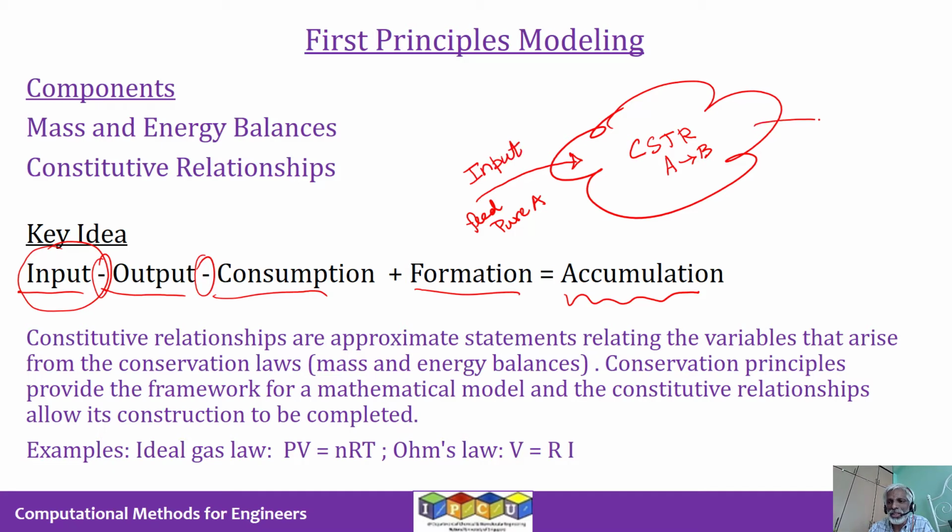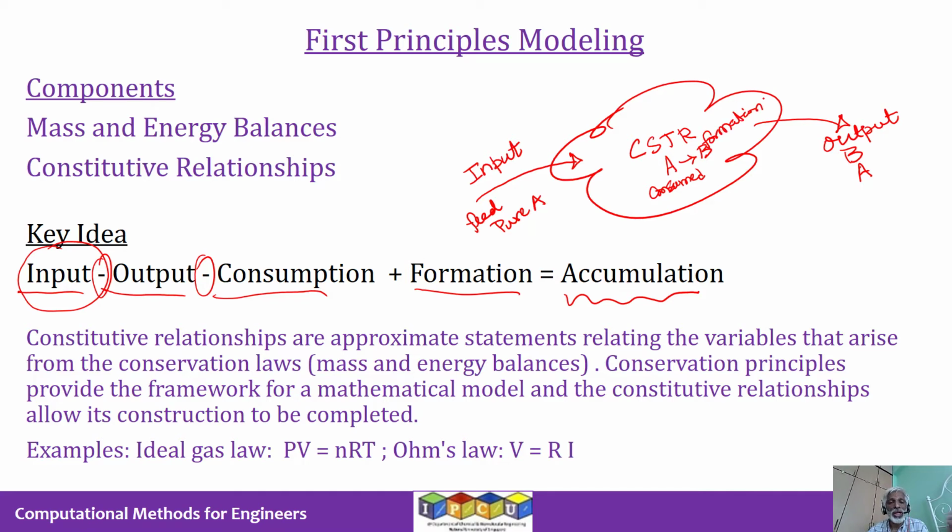Now the system, the reactor, will also produce an output stream. The output is going to be B because A gets converted into B, and there could be some unreacted A. So mainly B and a little bit of A is going to be coming in the output. Why does B come in the output? Because A goes inside the reactor. So within the reactor, A gets consumed, if not fully, at least to a certain extent. And in the reactor, B gets formed. So there is formation of B.